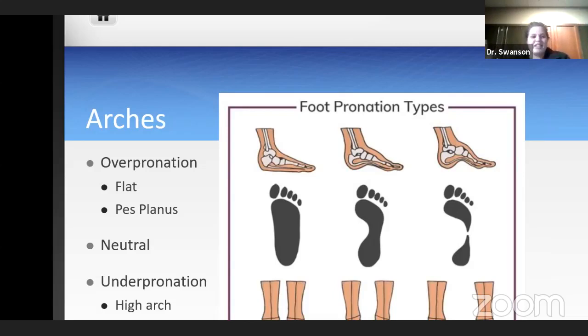So another important thing in your feet specifically is your arches. I'm sure everyone's heard about this before. You can have three different types. So you can have overpronation, also known as flat feet, and in the medical field we call it pes planus. You can have a neutral arch, which is neither high nor low, or you can have underpronation, which is known as a high arch, or in the medical field we call pes cavus. And you can see an example of each type of those in that image there.